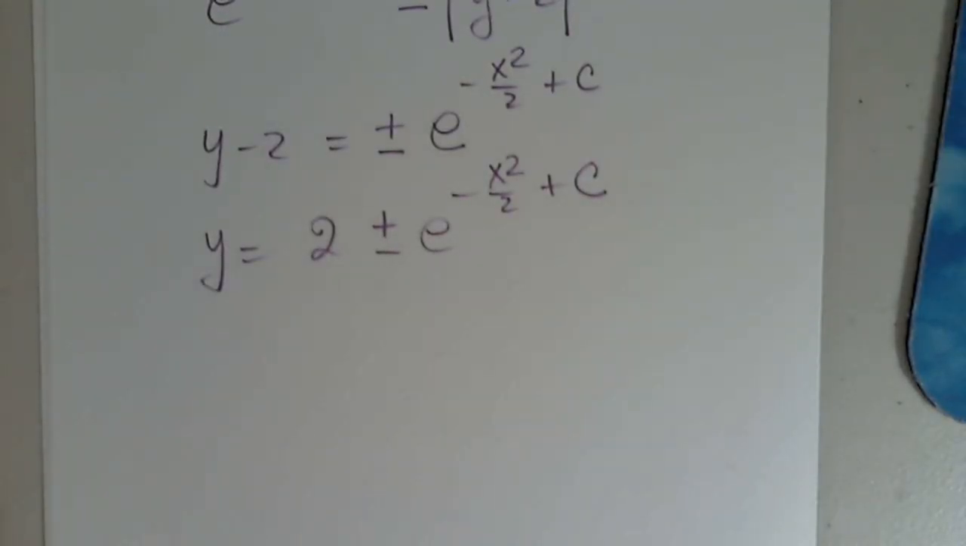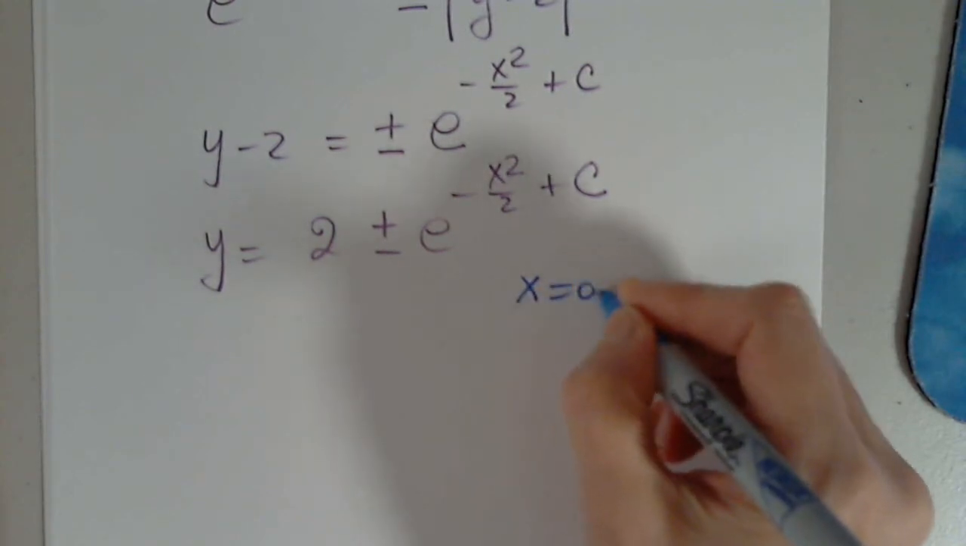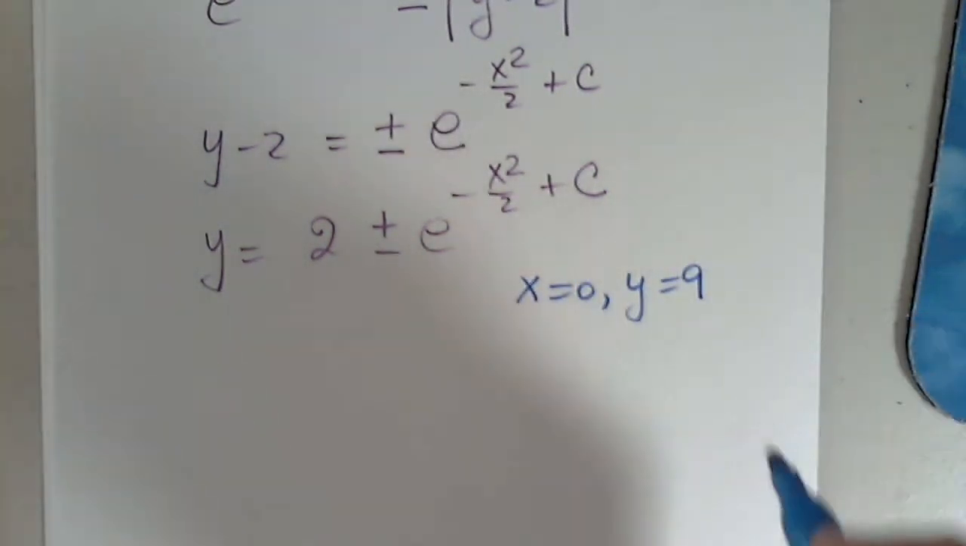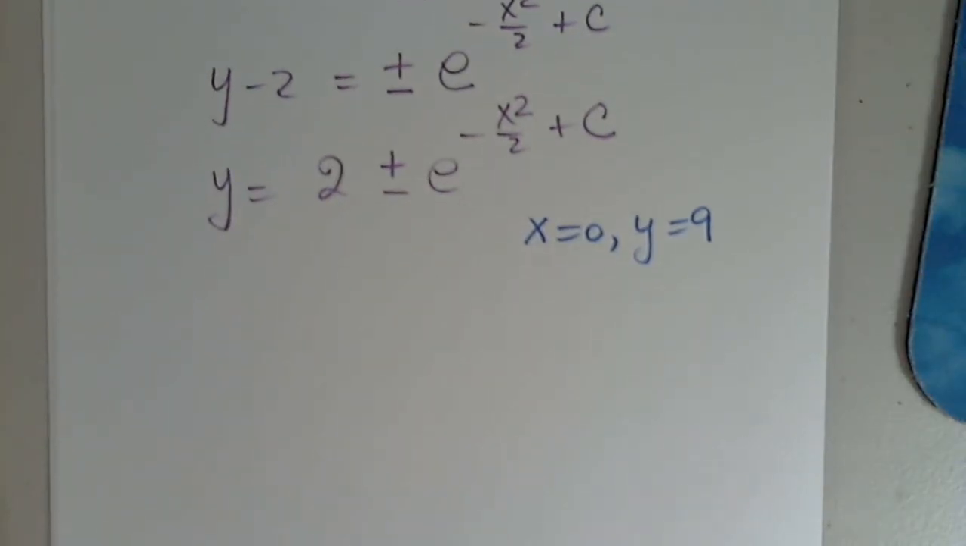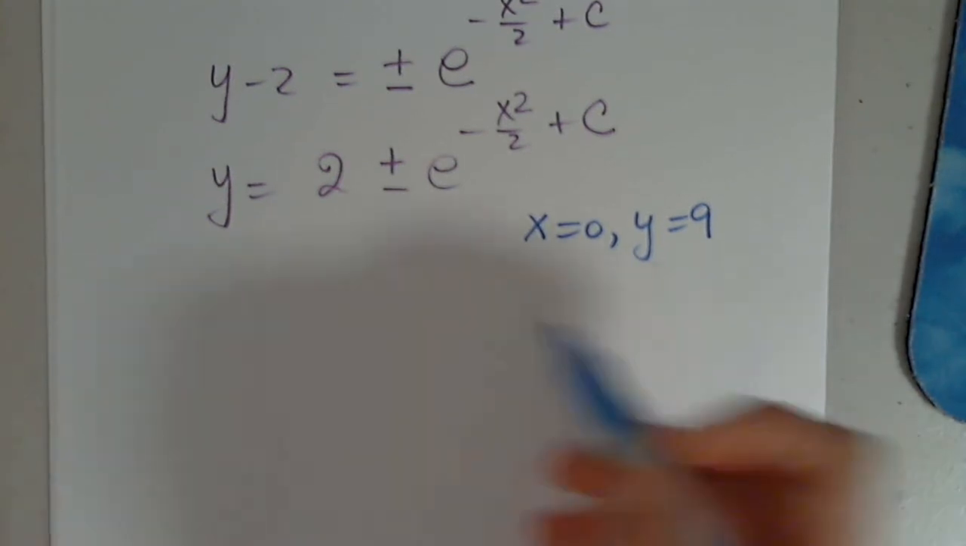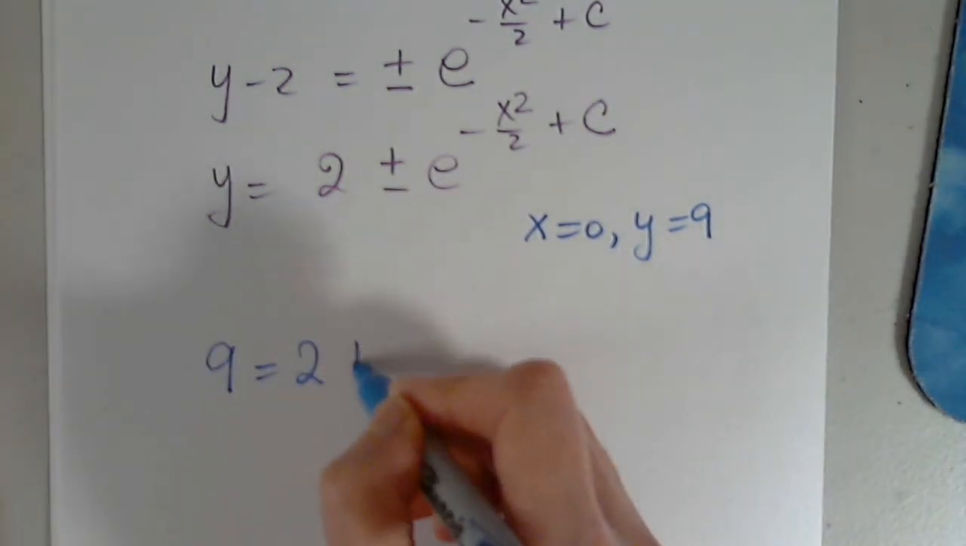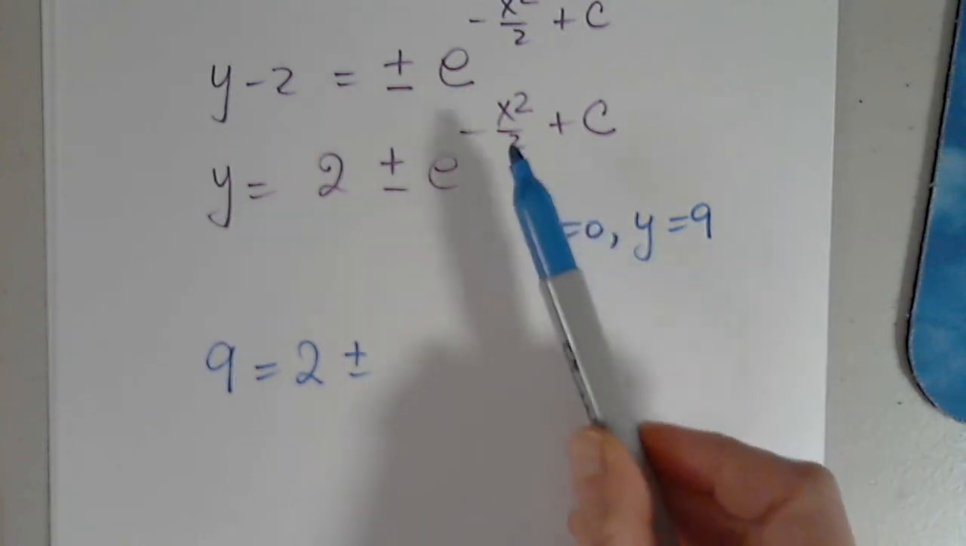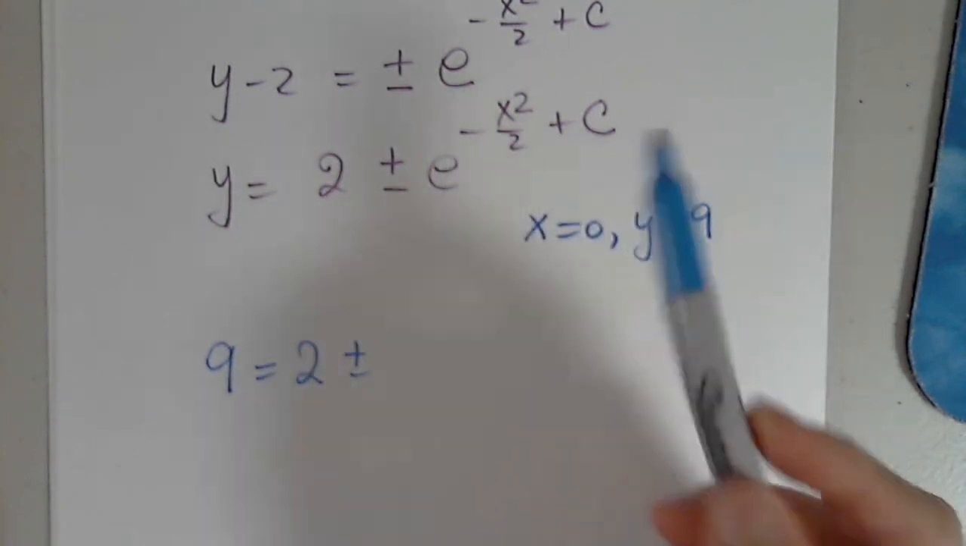I am told that when x is 0, y is 9. And this is the initial condition. So 9 equals 2 plus or minus, this is 0, e to c.